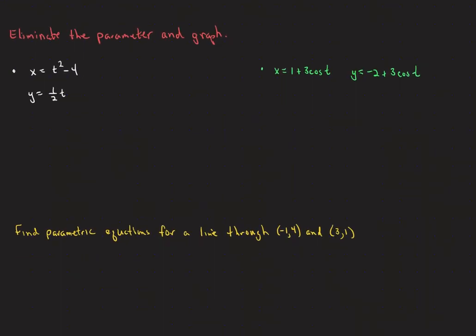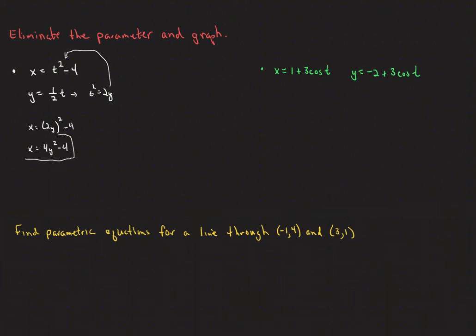So let's eliminate the parameter and graph. To eliminate the parameter, we're going to try to solve for t in one of those variables. And I think this one's going to be the easiest, because if we multiply by 2, that will become t equals 2y. We'll then plug that in for t in the other parametric equation.